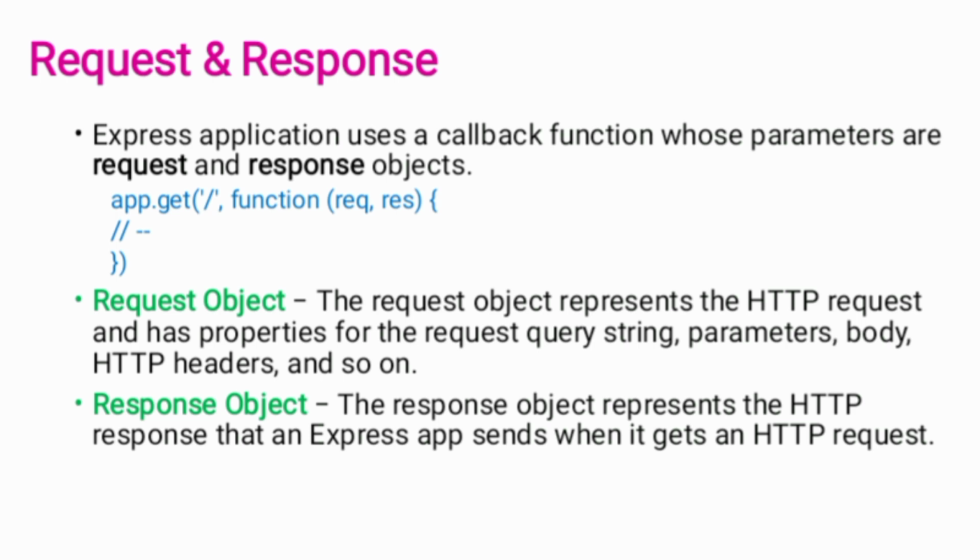The response object represents the HTTP response that an Express app sends when it gets an HTTP request. You can print request and response objects, which provides a lot of information related to HTTP request and response, including cookies, sessions, URL, etc. So this is about the basics of Express framework.